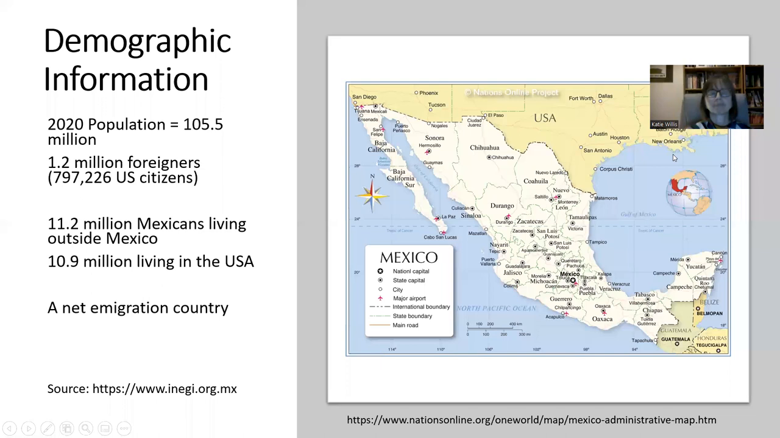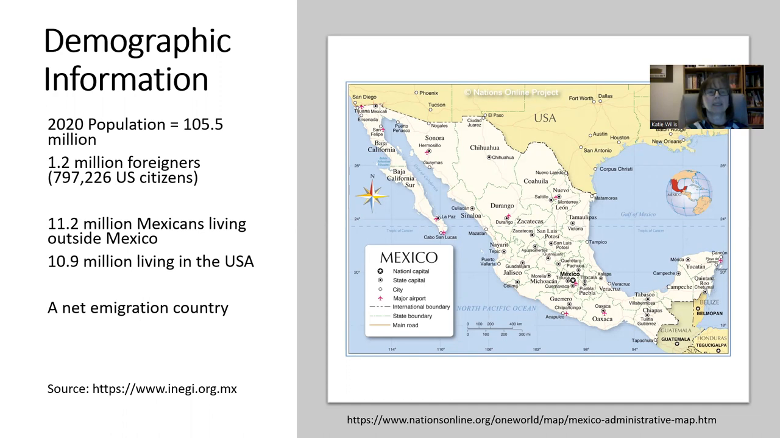In terms of demographic information, obviously the population of Mexico is much, much larger than Singapore, over 100 million people in 2020. But if we look at the percentage of foreigners, 1.2 million foreigners, so a really, really small percentage of the population in Mexico. So again, a very different situation from Singapore.